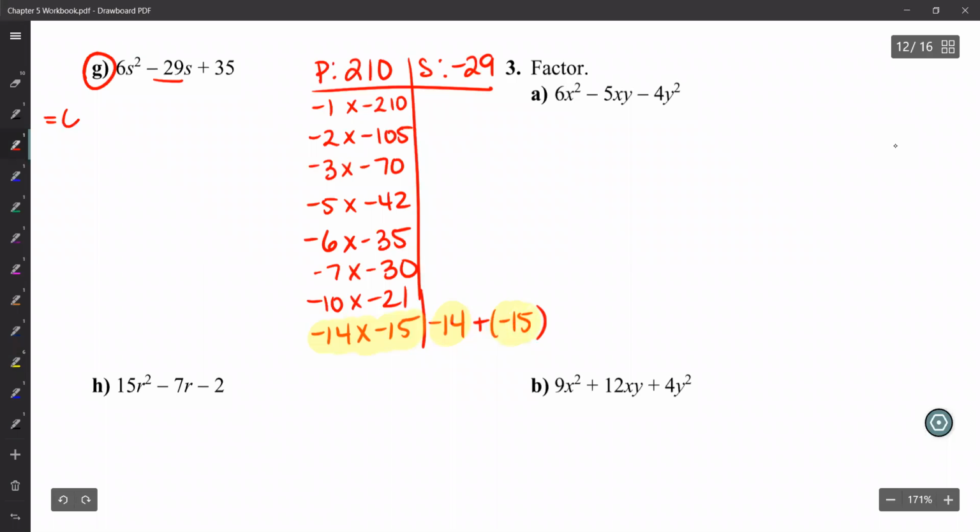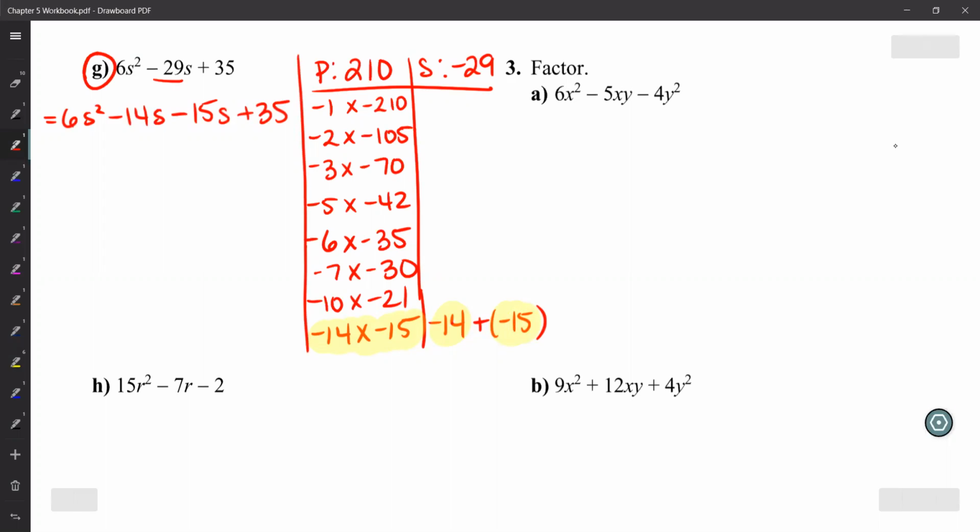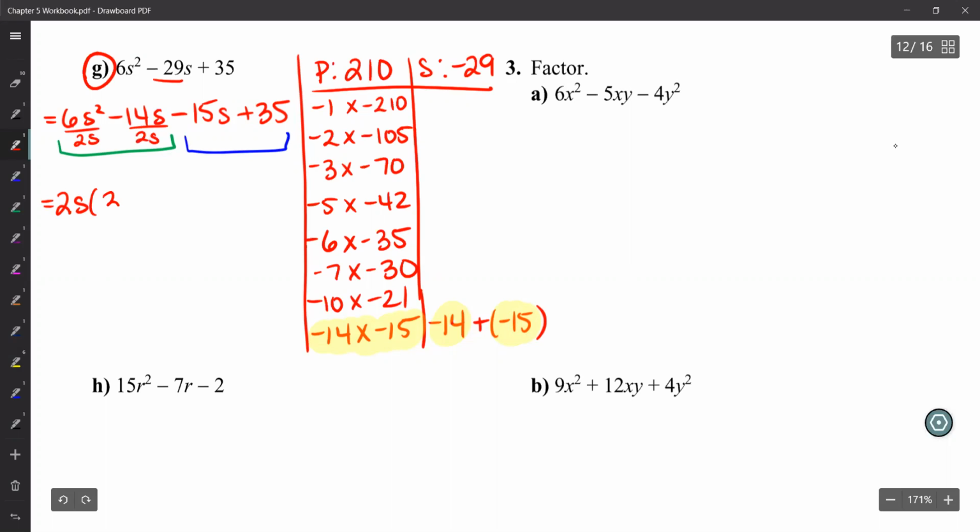We're going to split 29 into those two numbers. So -14s, -15s. And we're going to do our grouping. So here's group 1. Here's group 2. In group 1, I can take out a 2s. It's the max I can take out from each thing. I'll be left with 3s minus 7.